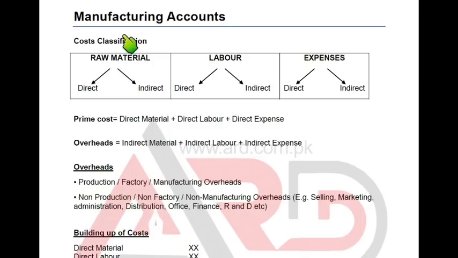So I hope you are getting key points relating to cost classification. Firstly, we discussed cost has three elements: material, labor, expense. Secondly, we discussed cost can be direct or indirect. Thirdly, we discussed cost can be production or non-production. Let's move forward.